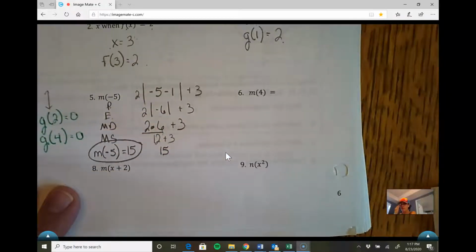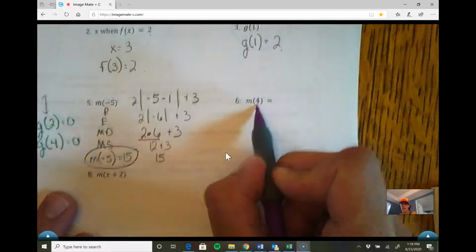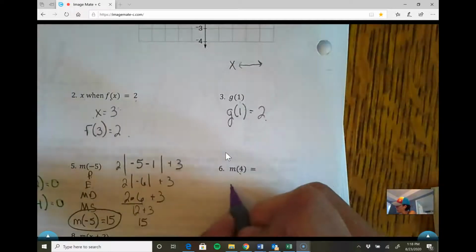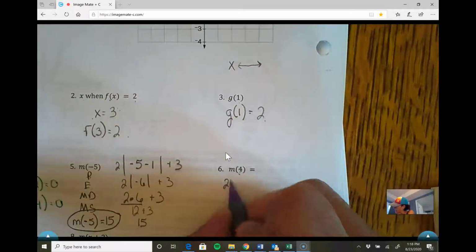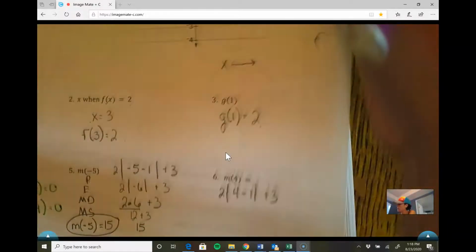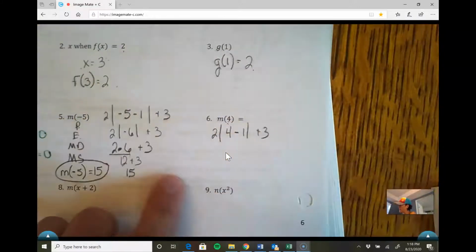All right. Okay, same idea. On this one, we're going to put 4 into that same function up here. So it's going to go 2, and then I'm going to have my parentheses of 4 take away 1. And again, I will look at the absolute value bars as my direction of what to do first, and I have 3.